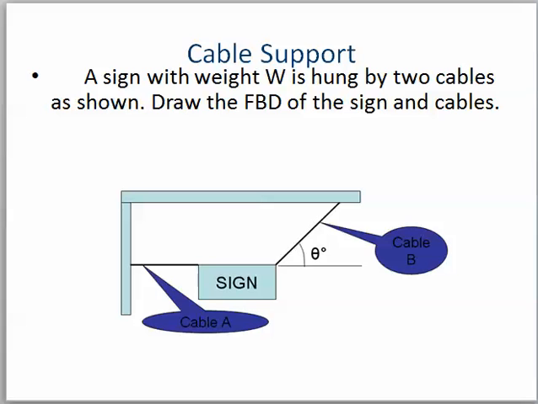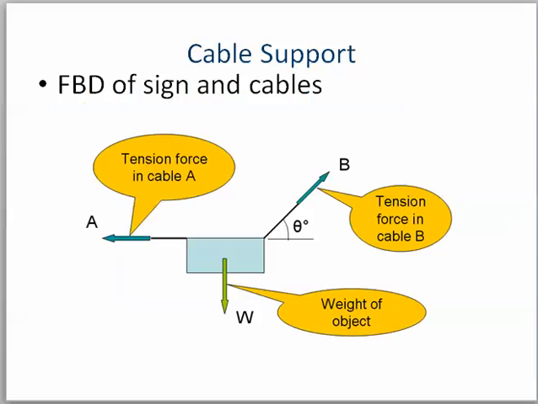Okay, here's what it's going to look like. Again, if you're not done, pause it. The free body diagram of the sign and cables has a tension force in cable A and a tension force in cable B. The one thing that might not have been on yours was W, the weight holding it down. So we had tension going to the left and up and to the right, and the weight was pulling it down.